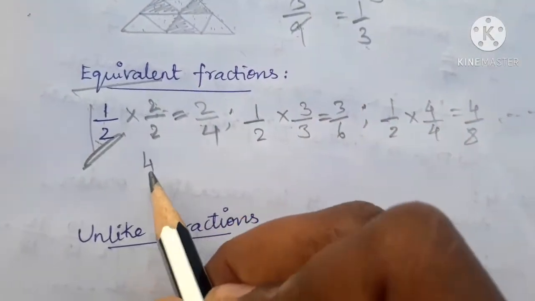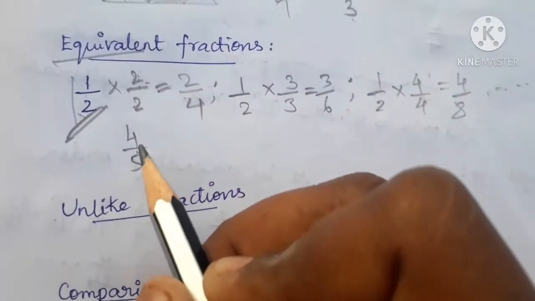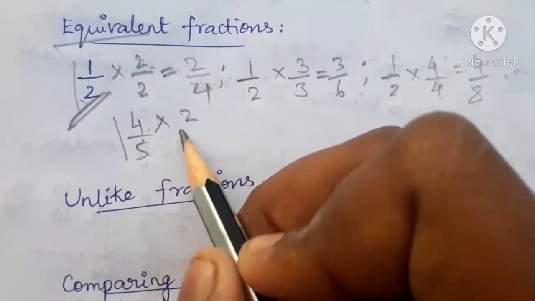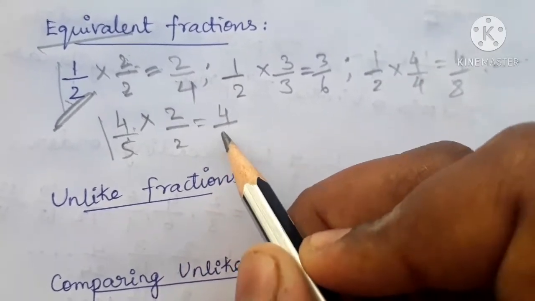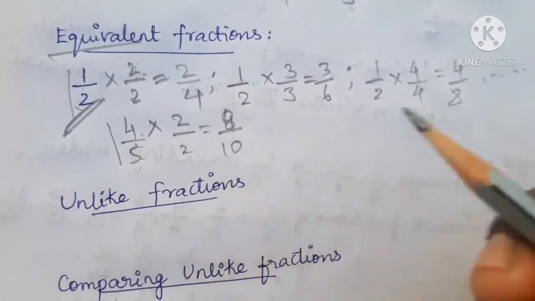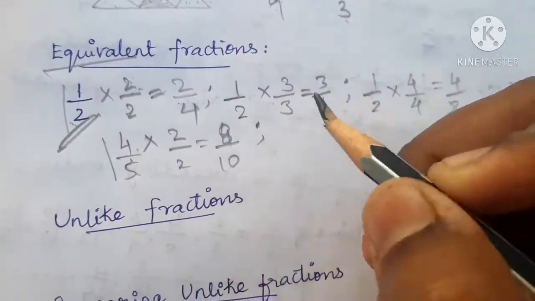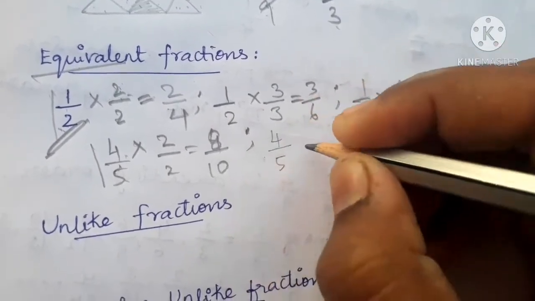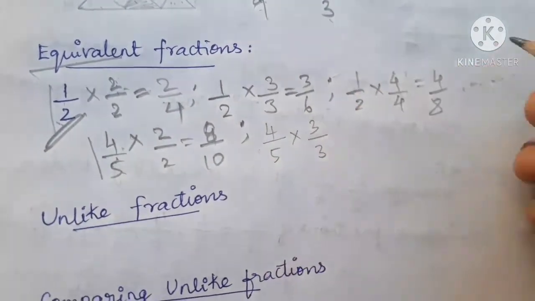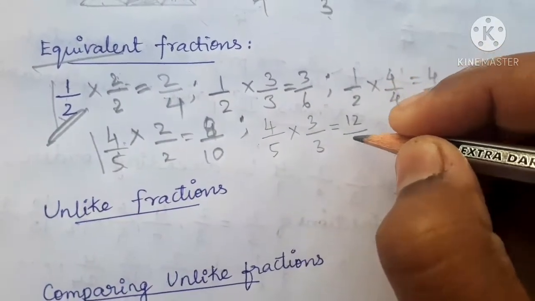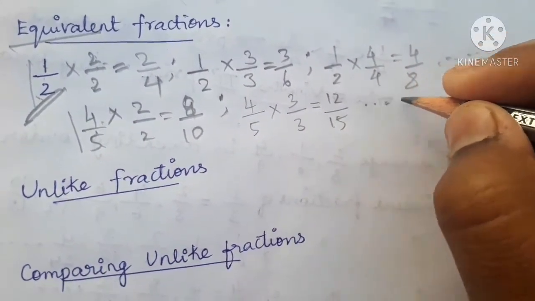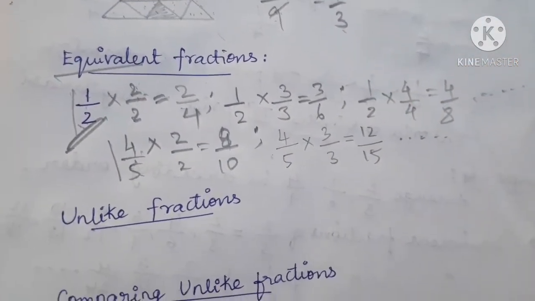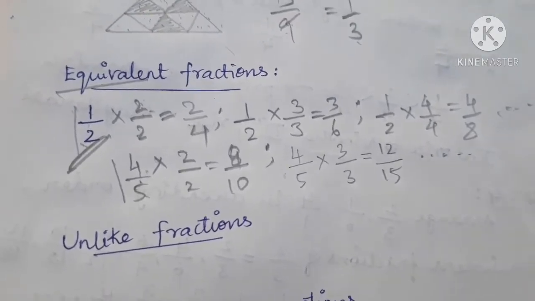For example, you can take 4 by 5. If you want to find the equivalent fraction of 4 by 5, you should multiply it by 2 by 2, which gives 8 by 10. And if you want to find another one, you should multiply 4 by 5 into 3 by 3. You will get 12 by 15. So it will also continue till infinity. Infinite means there is no end for numbers. It will go on and on and on.